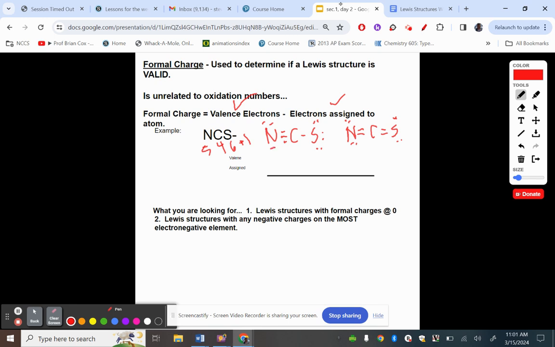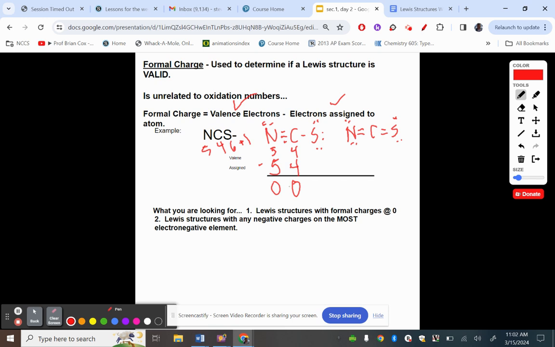N should have a valence number of 5, and it has 5 valence electrons assigned. Do you see these 2 unshared pairs right there, and then 3 bonds? So this would have a formal charge of 0. 0 is good. You always want to have zeros all across, or you want to have something as close to 0 as possible. Okay, so when we look at that, C has a valence number of 4, and it actually has 4 assigned. So you're going to do 4 minus 4, which would be 0. So far, this is looking good.